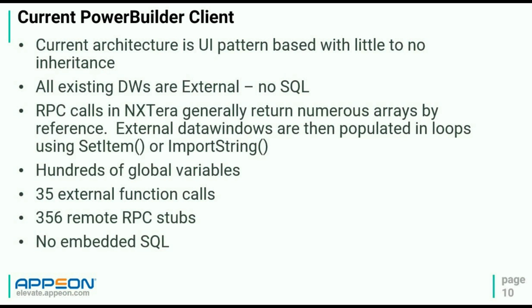The current architecture is UI pattern based. There's little to no inheritance to help us. As a result, to help us in the migration effort, we did create an ancestor window so that we could store some instance variables and data store objects and things like that to make it a little easier for us as we move forward. The data windows, by and large, in the application are all external, so very little SQL is called directly in the client application.